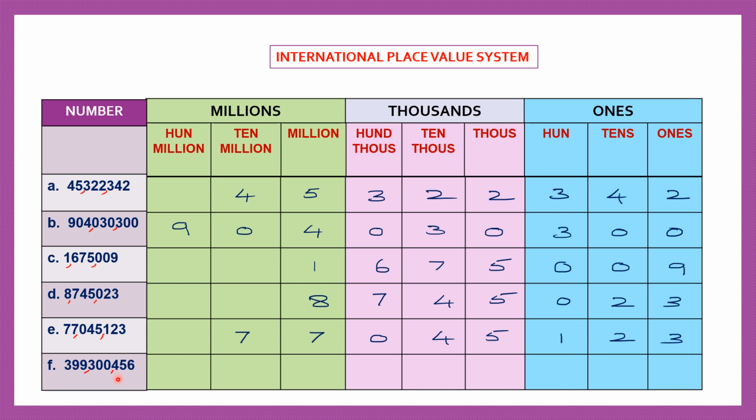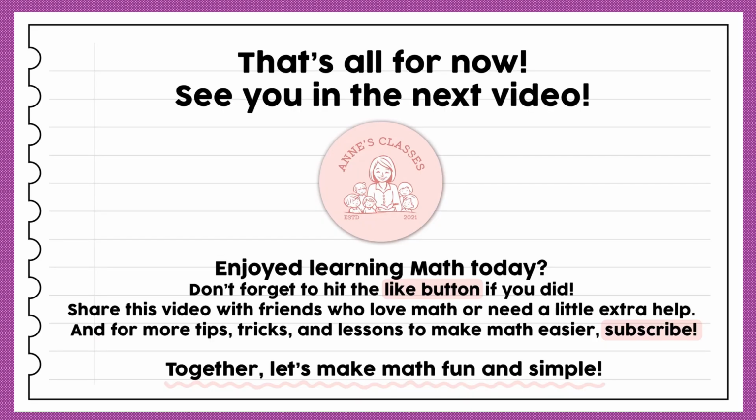So now we have 456 in the ones period. 456. In the thousands period we have 300. So 300 in the thousands period, and in the millions period 399. Now when we read this, what do we get? 399,300,456.